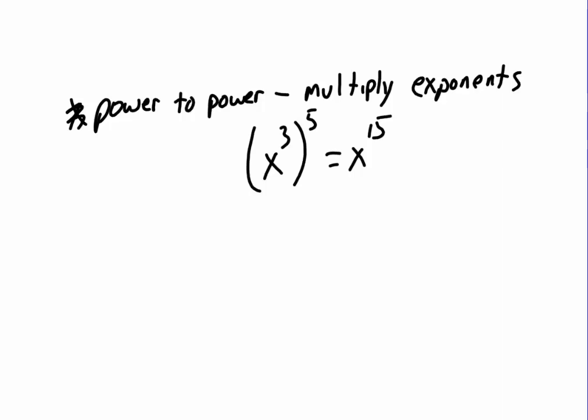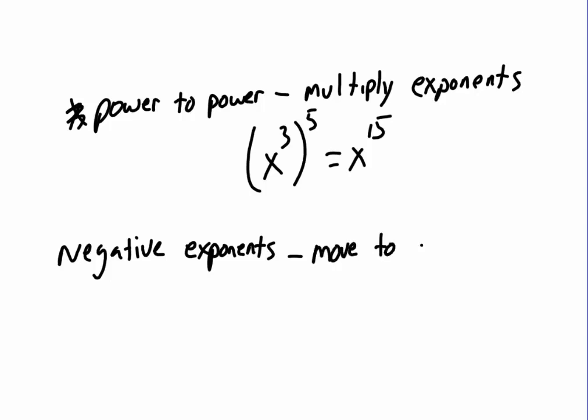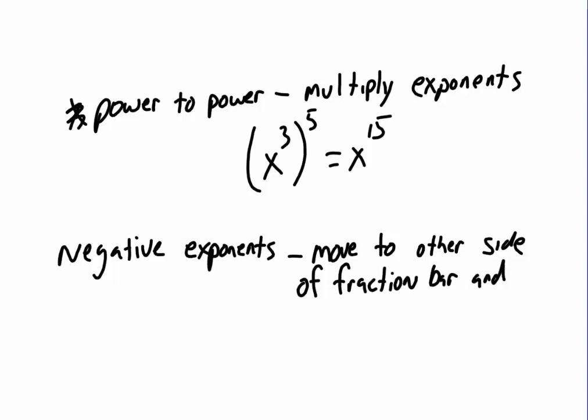And then the last that we're going to talk about, and I'm not going to do a lot of talking about it right now, is negative exponents. With negative exponents, the rule is that we're going to move them to the other side of the fraction bar and make positive.